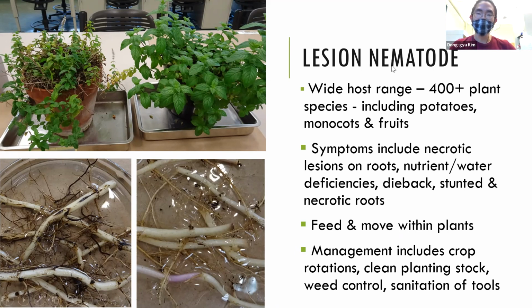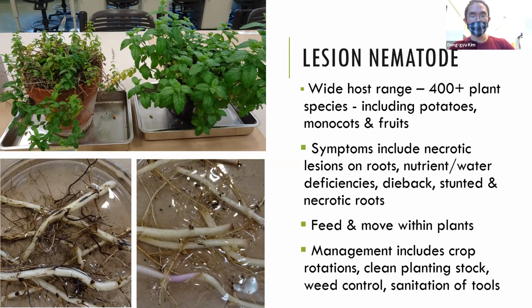This lesion nematode also has a wide host range of over 400 plant species that includes potatoes, monocots, and fruits. The symptoms include those aforementioned necrotic lesions on the roots, from inside of which the lesion nematode will feed off the plant. This will lead to nutrient and water deficiency symptoms, diebacks, stunting, and general necrosis of the root systems.